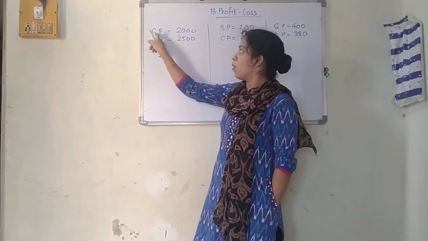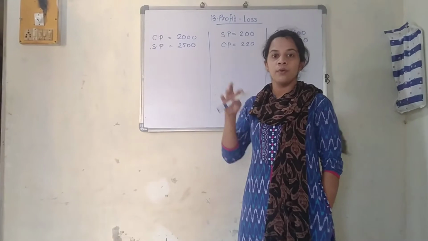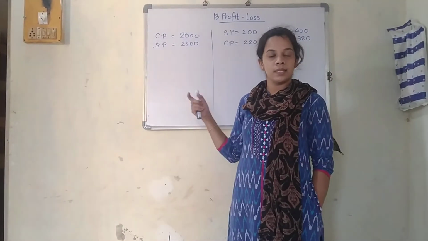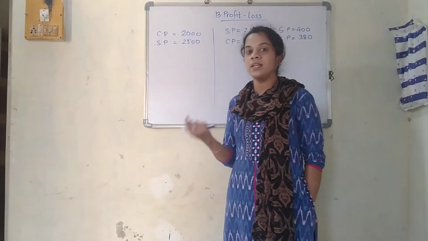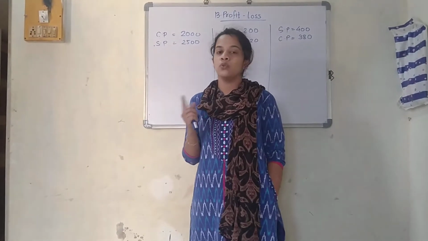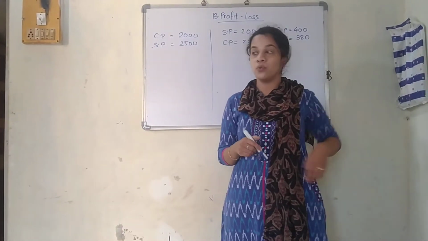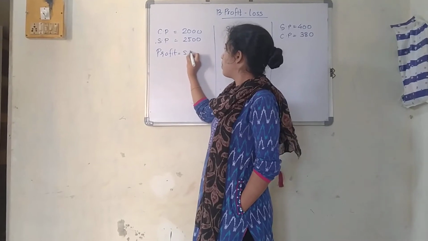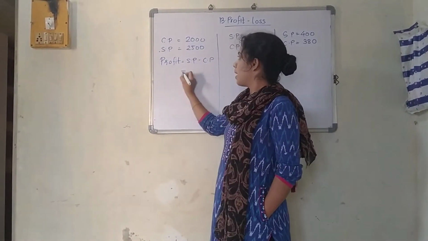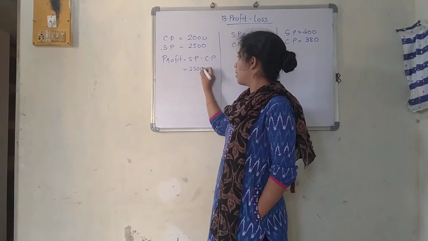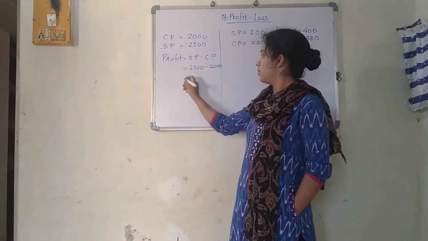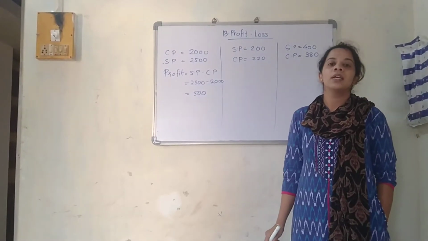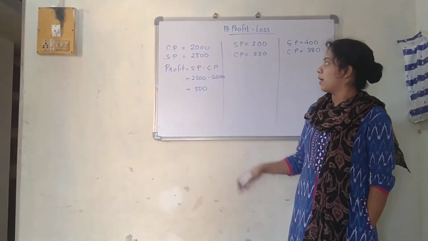You can see over here this cost price. Cost means what? You have bought from the shopkeeper for rupees 2000. And selling price, SP, means what? Selling price. You sold it for 2500. So are you in profit or in loss? Yes, you are in profit. So profit is equal to SP minus CP. SP is 2500 minus 2000. So the answer is 500. So how much profit did you get? It is 500.